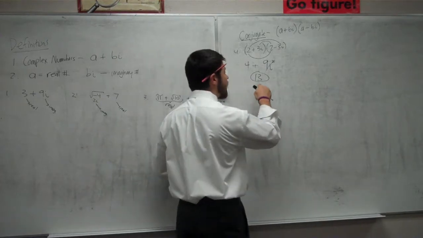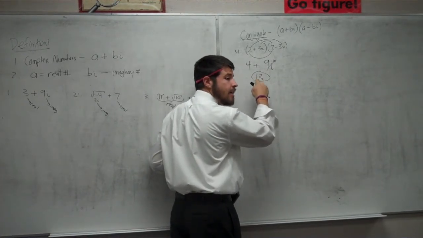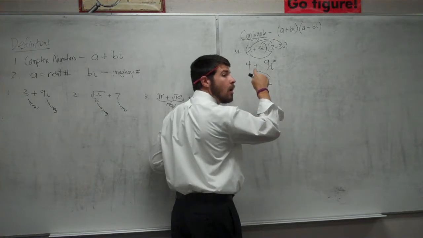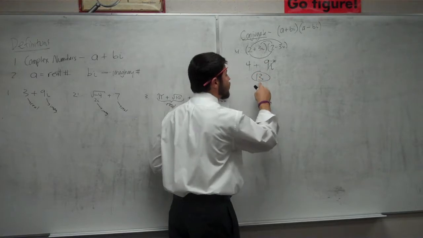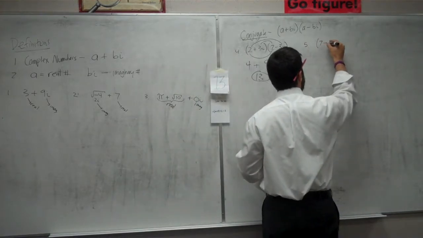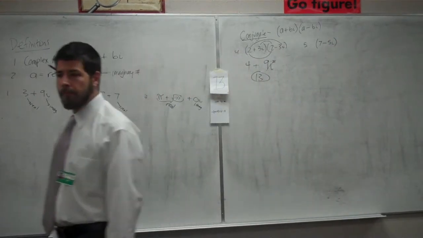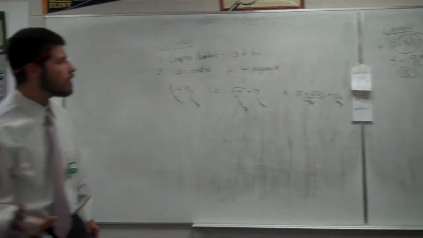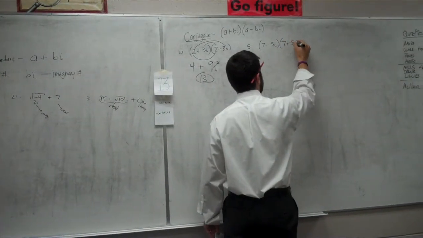And this is important because, look, 13 is real. There is no imaginary number here, so it's just a real. The imaginary is eliminated. Let's try it again, number 5. 7 minus 5i. What's the conjugate, Greenfield? 7 plus 5i. So we can write this as 7 plus 5i.